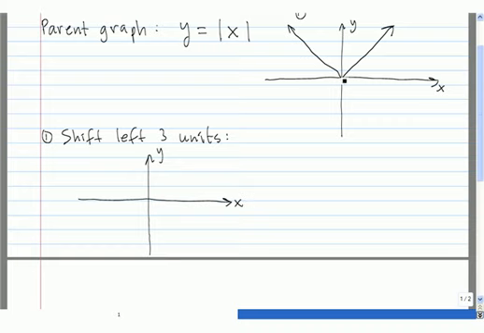The vertex is originally at 0, 0. If we move this to the left 3 units, the y-coordinate is going to stay at 0, but the x-coordinate is going to become -3.